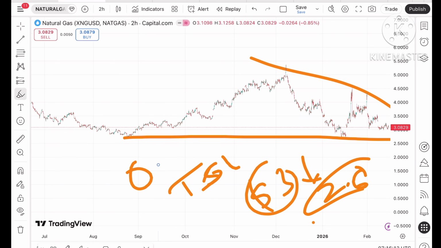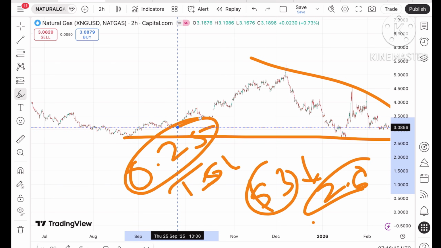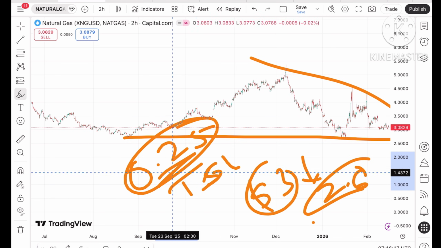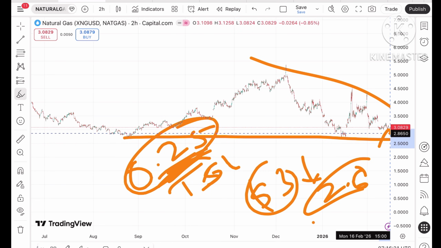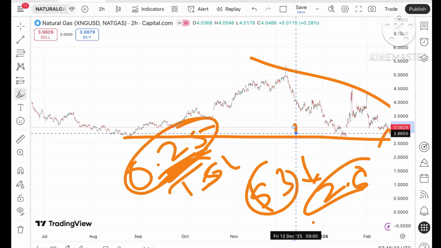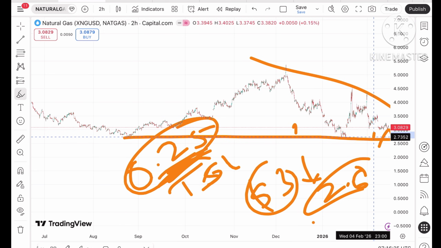Trail your SL by around $0.25, so at least you'll capture downside movement. So when it starts going below $3, trail your SL by 0.25. So at least the price can fill this particular gap. Okay, and then a probability of crossing 2.73 can be seen and further fall.